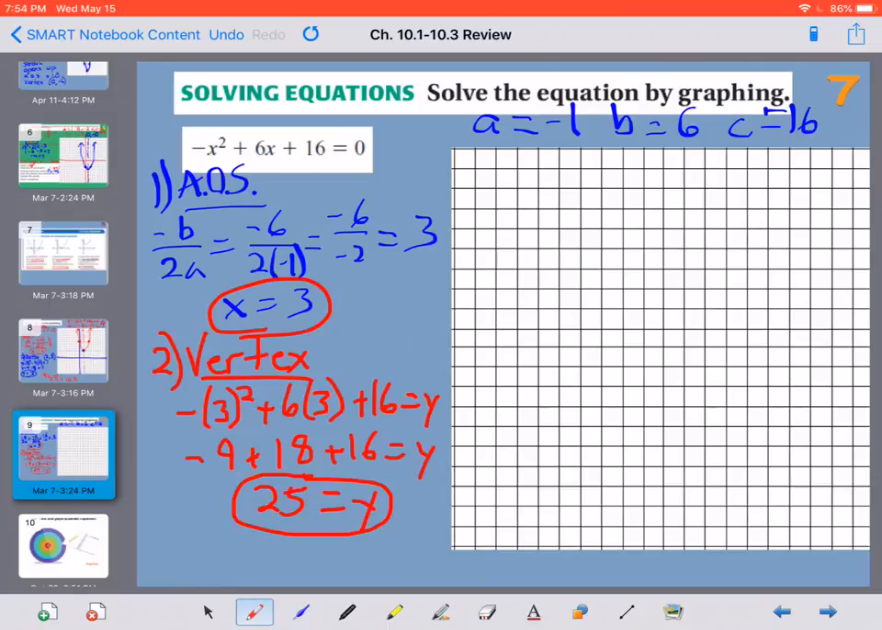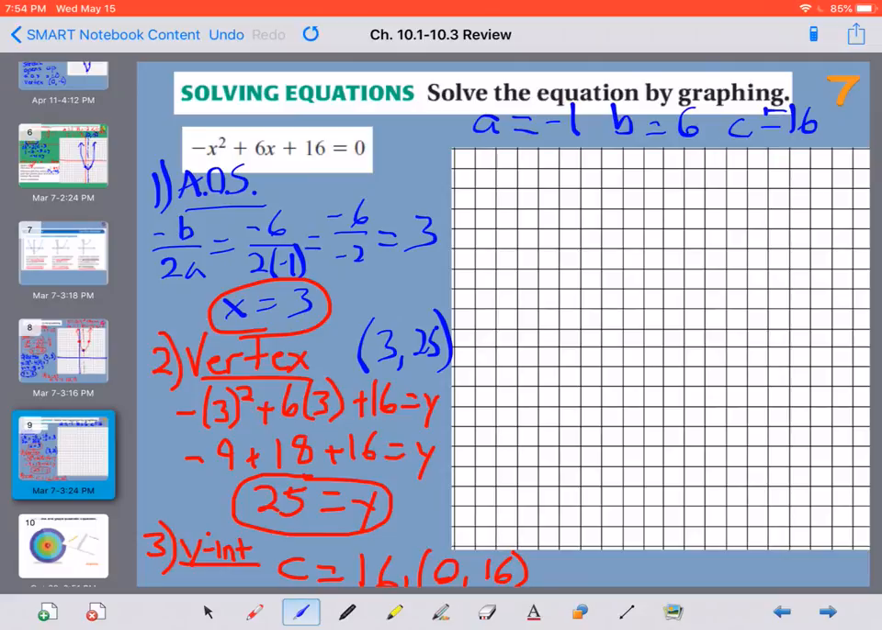So lastly, what we're finding is our y-intercept. Our y-intercept is going to be our c. This time our c is 16. Also, our point then we know is (0, 16) for our y-intercept. Now in this case, we have a very, very big vertex. That vertex is (3, 25).